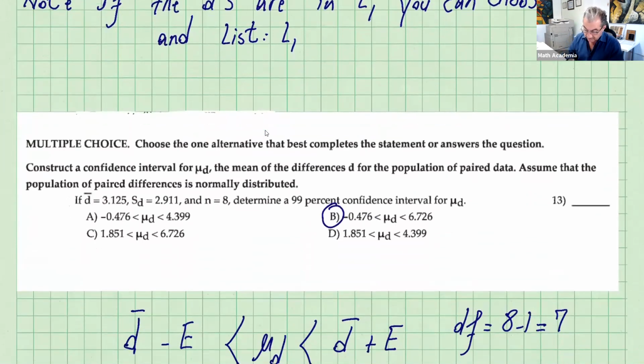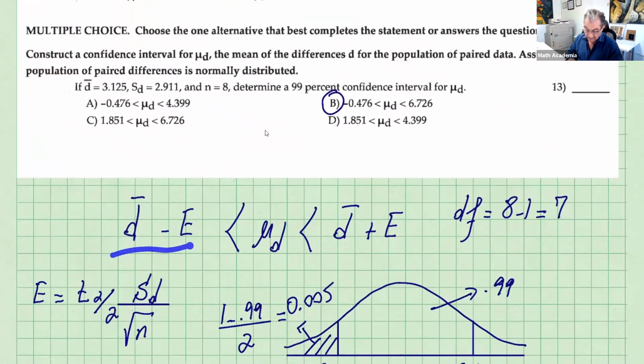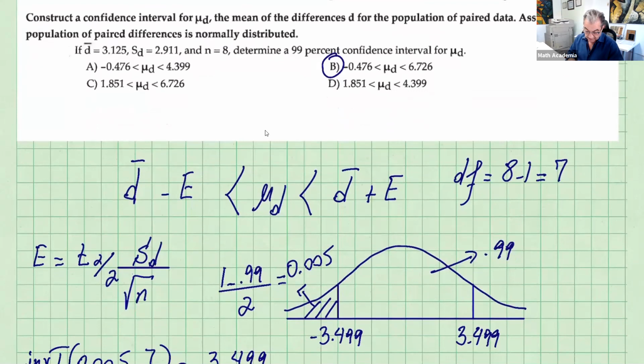Now, this example is a confidence interval example. It says construct a confidence interval for mu sub d, the mean of the differences d for the population of paired data. Assume that the population of paired differences is normally distributed. So we have the formula, I put it for you on the top: d bar minus E less than mu sub d less than d bar plus E, where E is t sub alpha over 2 times S sub D divided by square root of n.